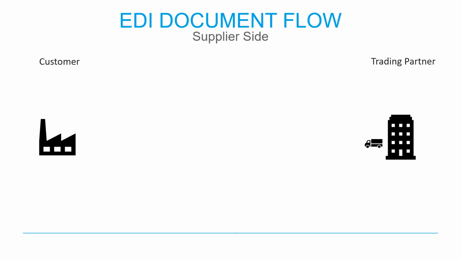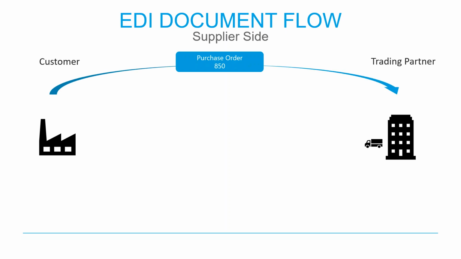The PO 850 on the supplier side is sent from the customer to the trading partner via EDI. Again, you don't ever have to talk with anyone. With integrated EDI, the purchase order is created in the ERP, processed through the cross-reference tables, and sent to the trading partner via EDI. No manual data entry, much smaller opportunity.